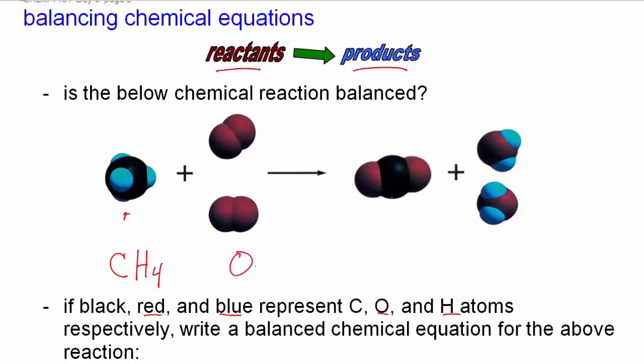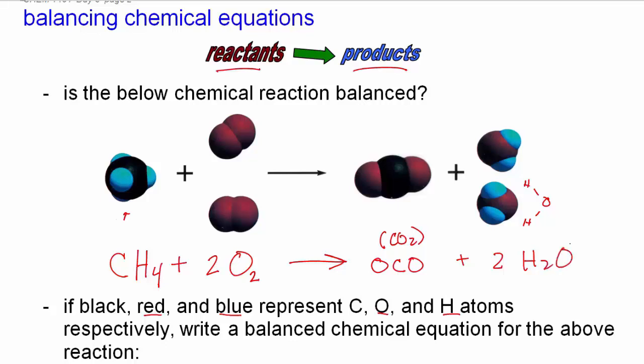And then we have these red spheres, and red is oxygen. So now we have these oxygen molecules, but we have 2 of them. So we have 1 methane molecule and 2 oxygen molecules produce, okay, we've got an OCO. Now that's the same as carbon dioxide. It's a more common way of writing it. Plus, we have an O and these H's. We've got 2 of those molecules. Water, right? 2 H2Os. So this is the more typical way that we're going to see chemical equations and chemical reactions.